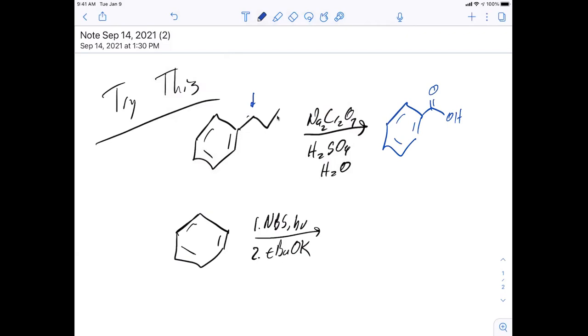What you're looking for in this one is one beta hydrogen. So it works for primary, secondary groups. It does not work for tertiary.